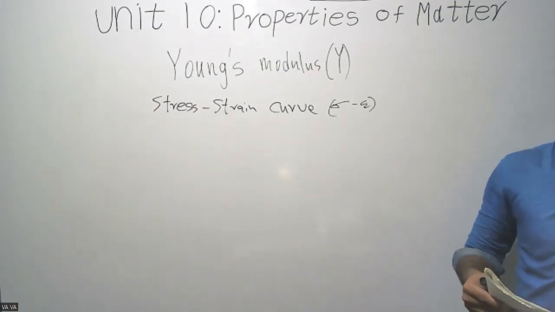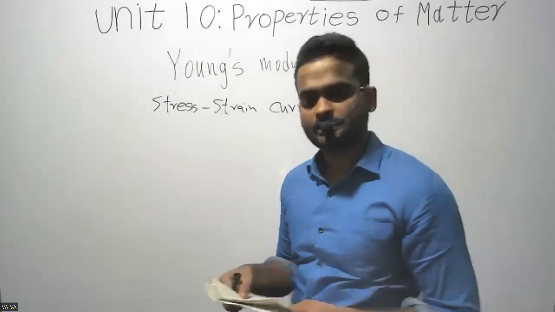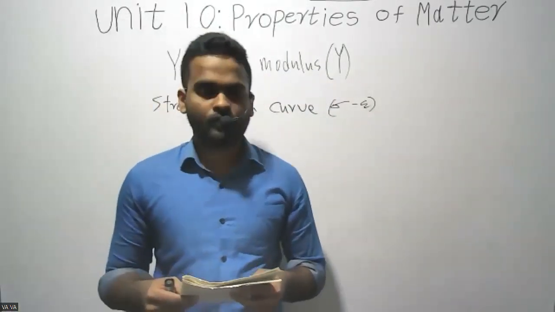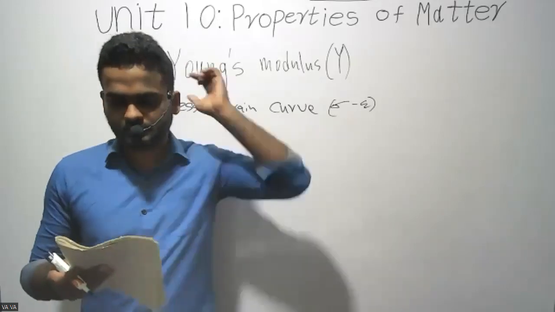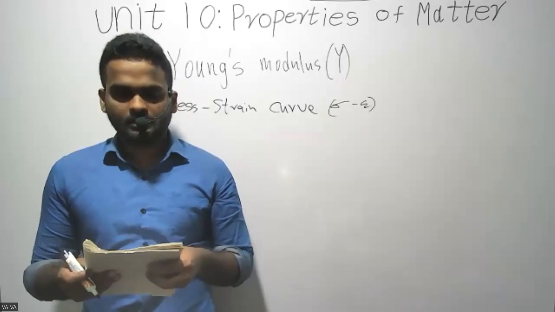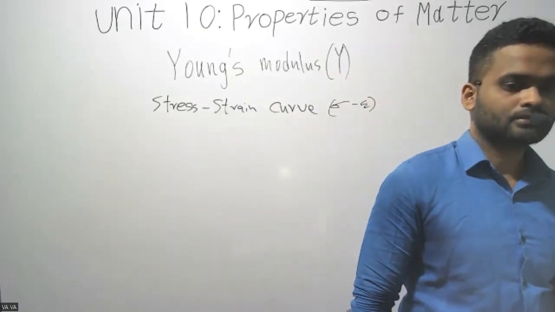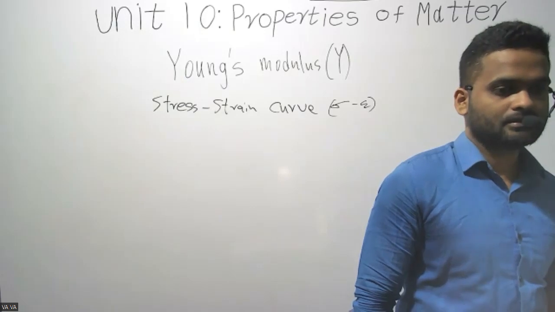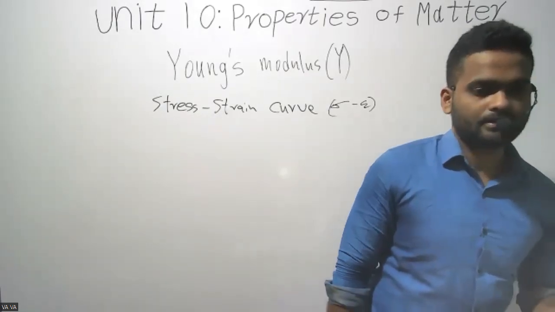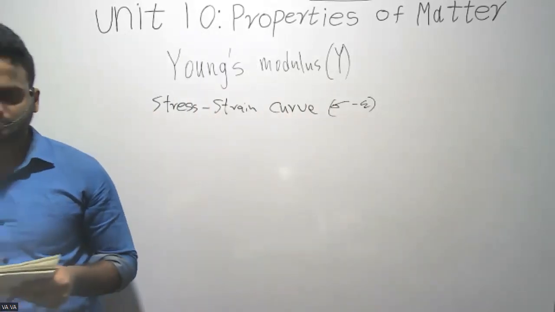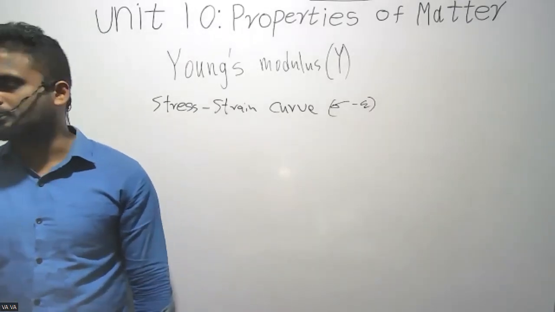Right. Write down: the stress strain curve for a metal wire submitted to tension by hanging a load is shown below.